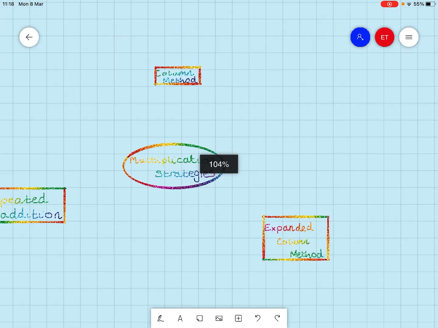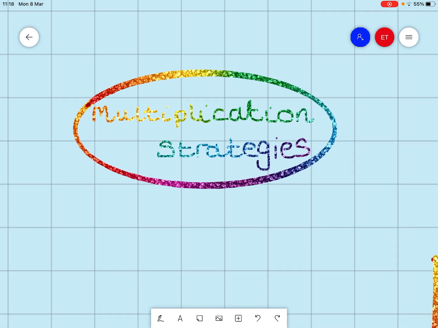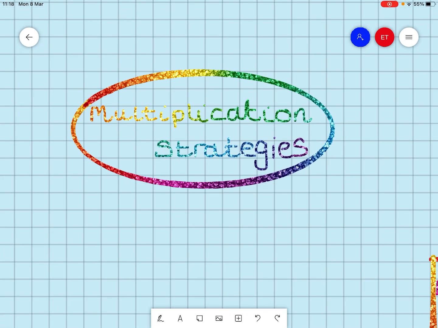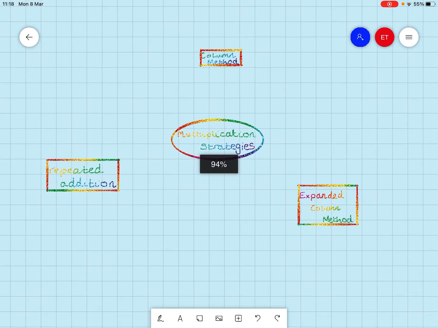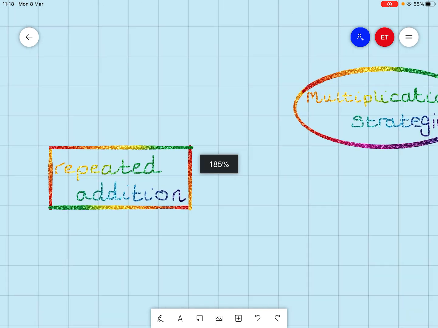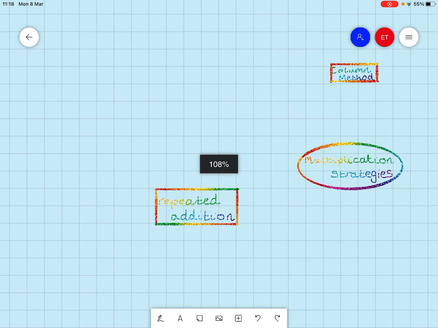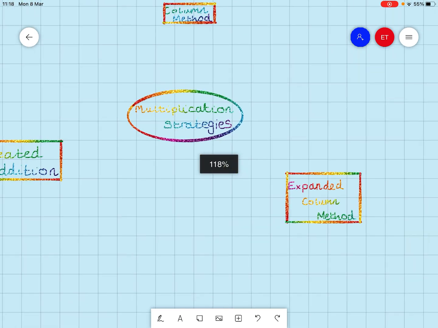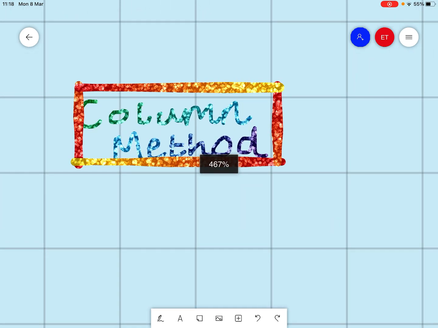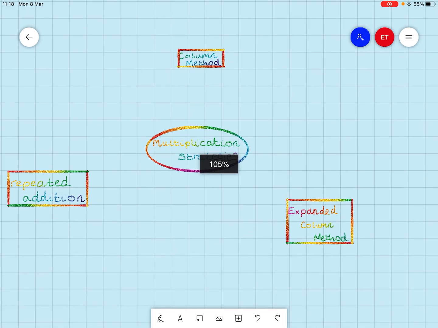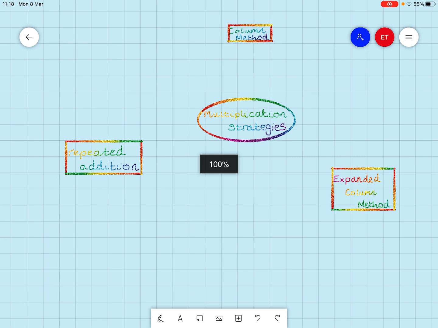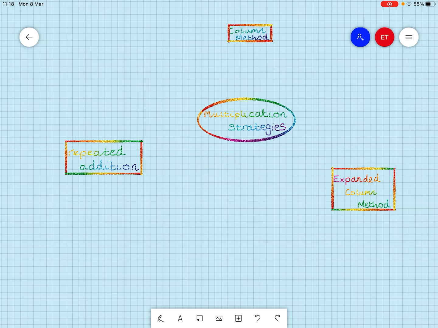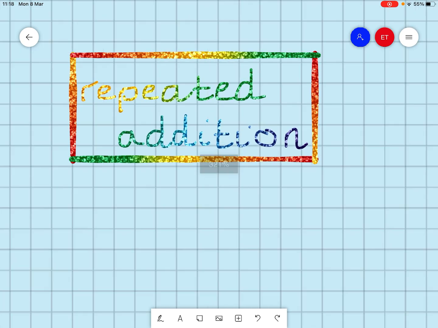So today I'm going to do a bit of a recap on multiplication strategies. And the strategies that we're going to be looking at are repeated addition, expanded column method, and the standard column method. So let's just begin with repeated addition.